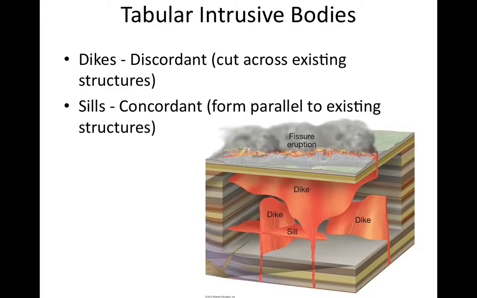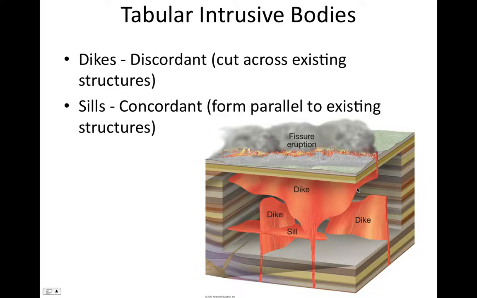So first we're going to talk about these smaller tabular intrusive bodies called dikes and sills. They're tabular because they're two-dimensional. See how the dike and the sill extend in two dimensions, but not in the third. They're very thin in the third dimension.